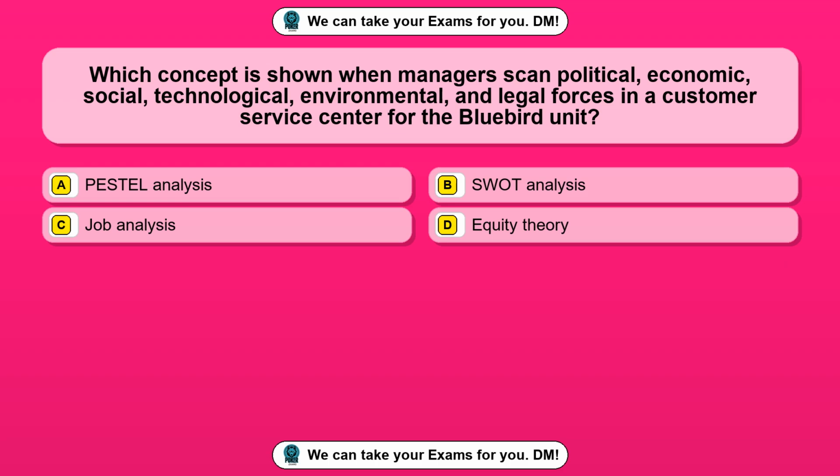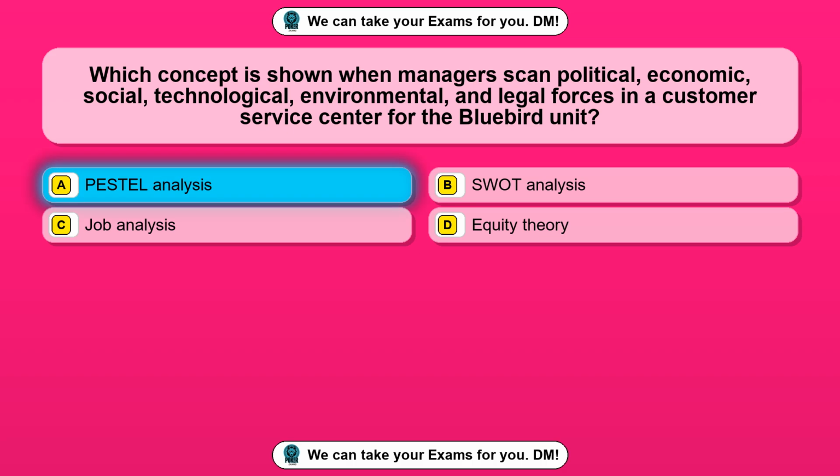Question 17. Which concept is shown when managers scan political, economic, social, technological, environmental, and legal forces in a customer service center for the Bluebird unit? Option A, PESTEL analysis. Option B, SWOT analysis. Option C, job analysis. Option D, equity theory. The correct answer is option A.